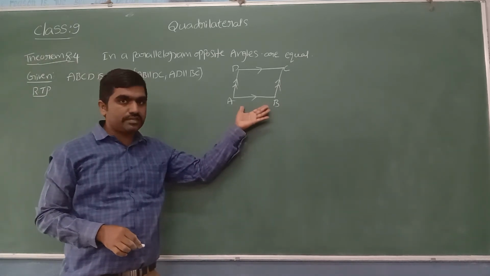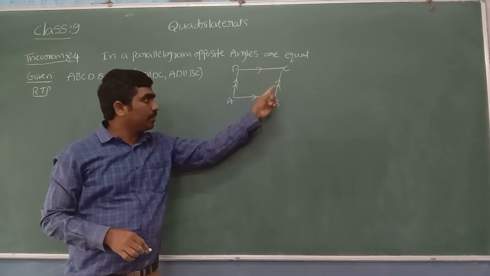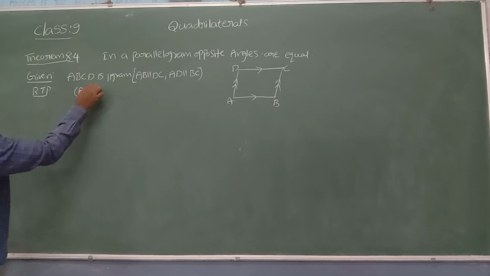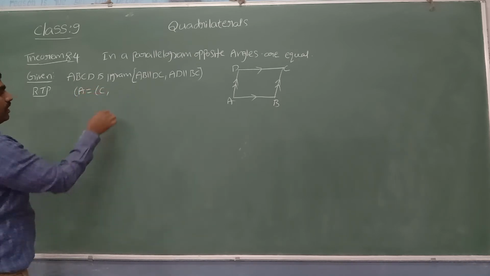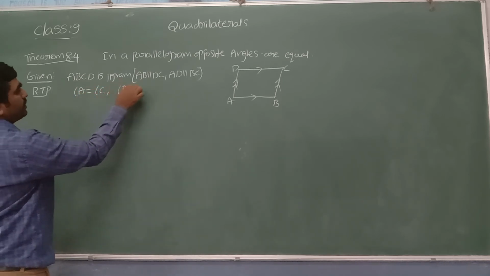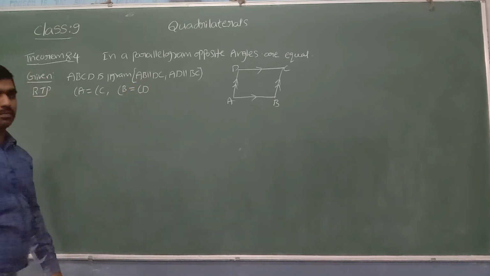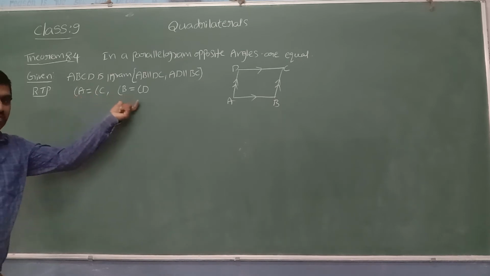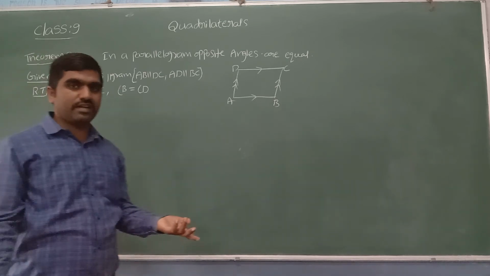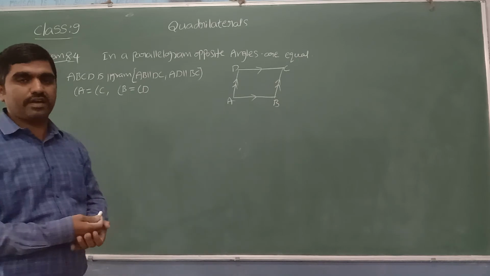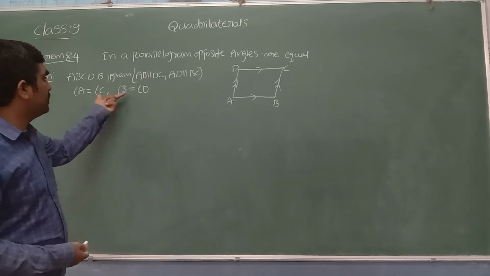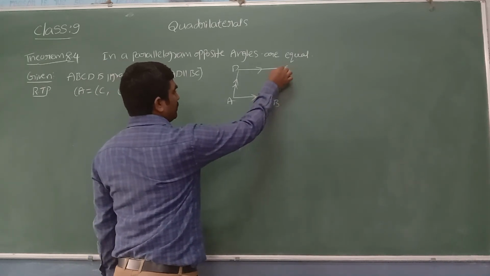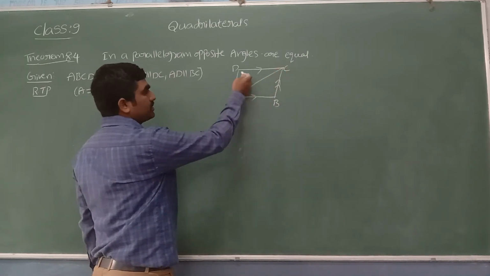What are the opposite angles? A opposite C, B opposite D. We have to prove that angle A is equal to angle C, and also that angle B is equal to angle D. To prove angles are equal, we already know the same logic: take two triangles, prove them congruent, and then corresponding angles are equal. Let us draw one diagonal to prove these two triangles are congruent.